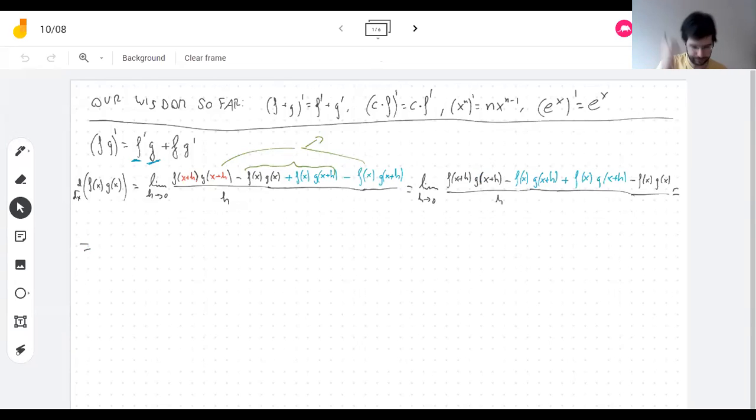Okay. So I promised myself common factors. So I better do something with them, like pull them out, like write f of x plus h. So this is starting to look promising, because I have f of x plus h minus f of x divided by h, and this is multiplied by g of x plus h.